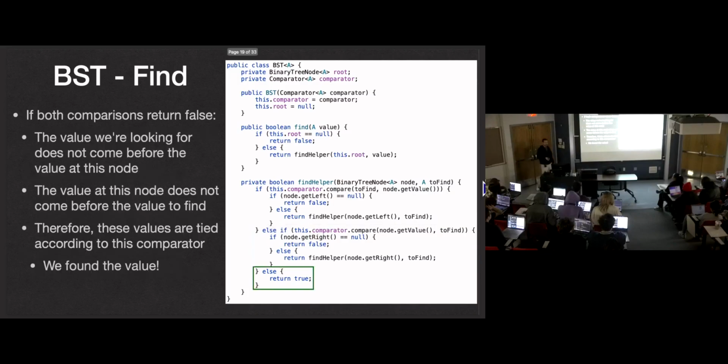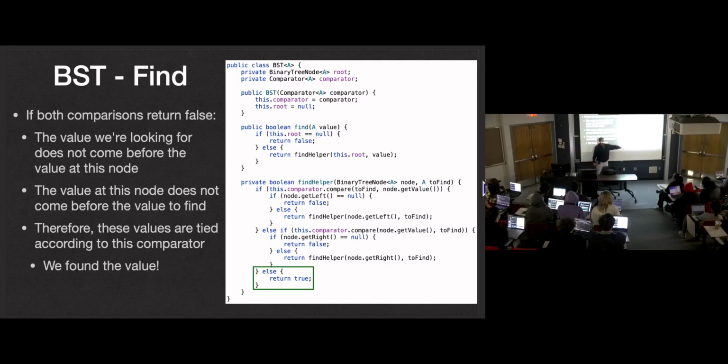And if the comparator returned false both times, so if we ever get to this else, that means the comparator returned false both times. Does the value I'm looking for come before the value of this node? No. I swap them and say, does the value of this node come before the value I'm looking for? And the comparator says no. It's only one more possibility. Those values are equivalent according to the comparator, and we can return true. We found what we're looking for.